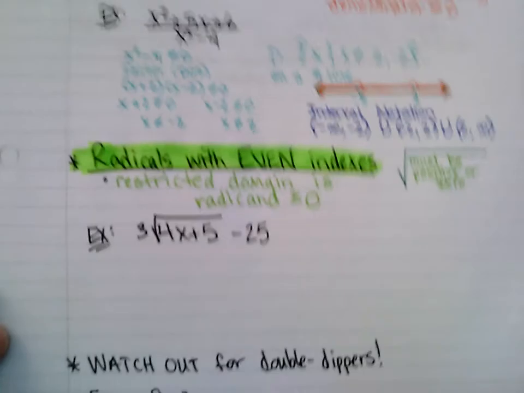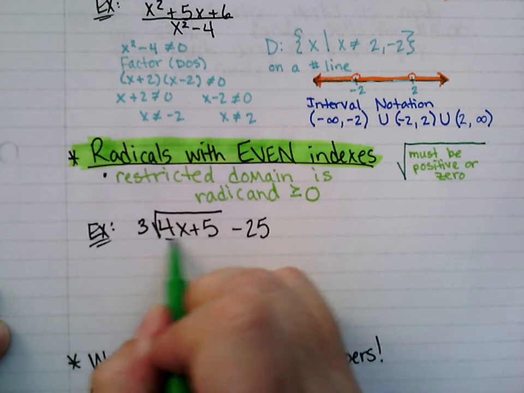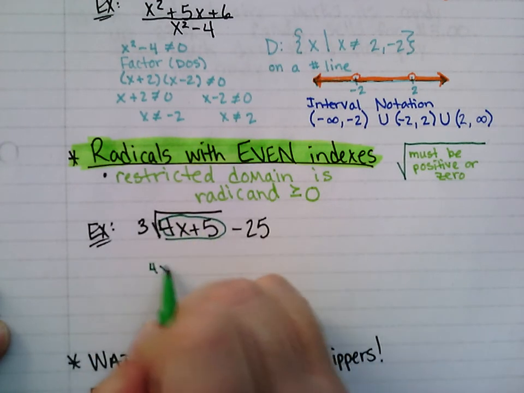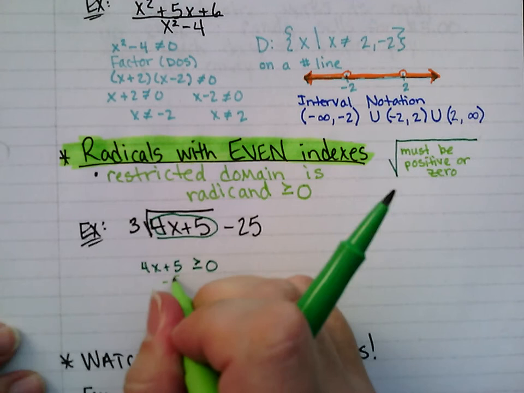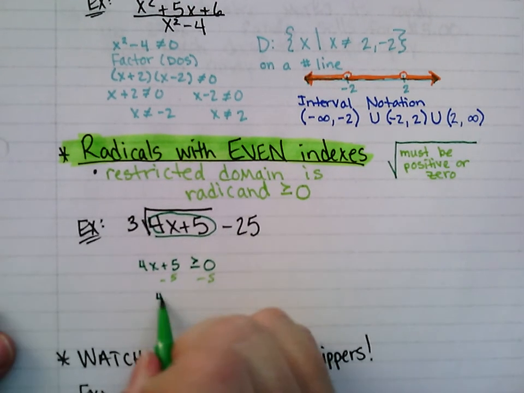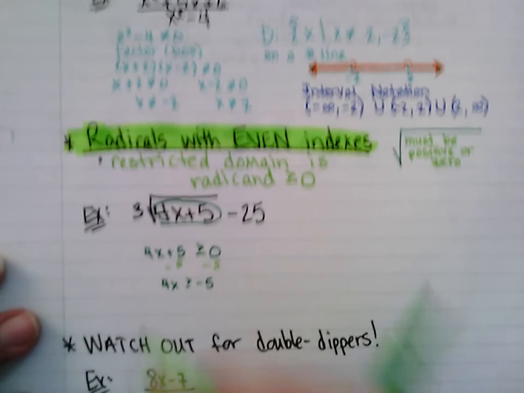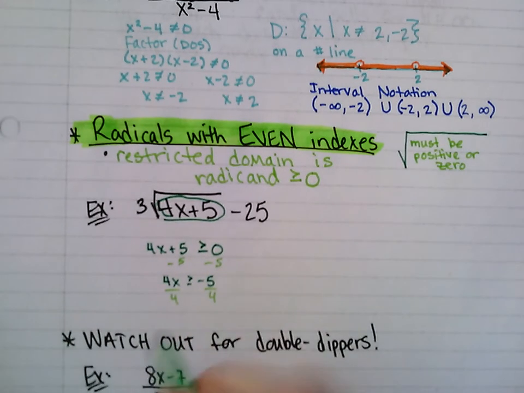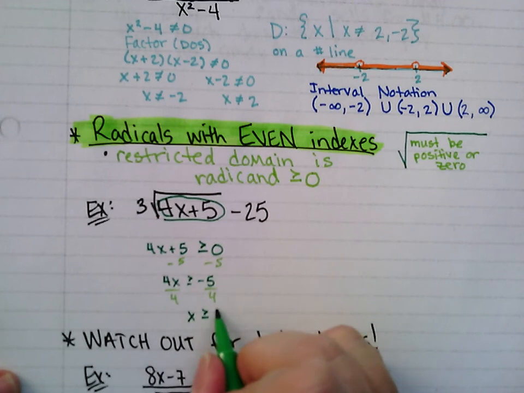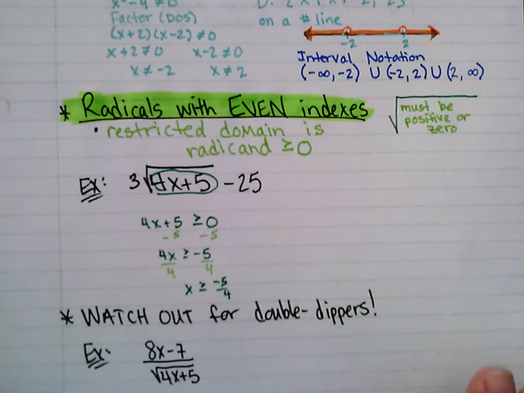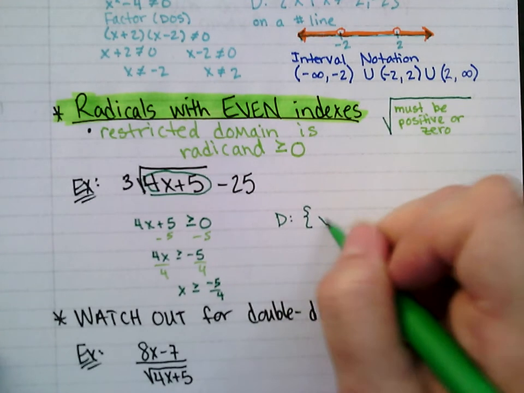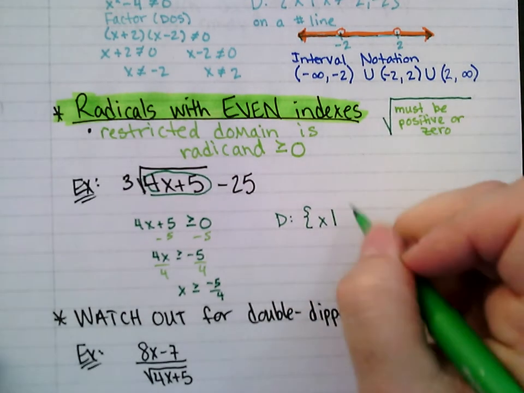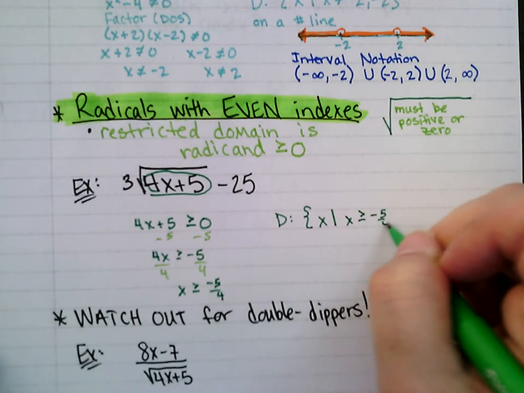So here's my example. To find what my domain is, I am going to take the radicand only, that's this part, 4x plus 5, and say that has to be greater than or equal to 0. I would go through and solve my inequality like normal. And I find that x is greater than or equal to -5/4. Don't make that a decimal for me. Leave it the way that it is. So in set builder notation, that would be the curly brace, x such that x has to be greater than or equal to -5/4.